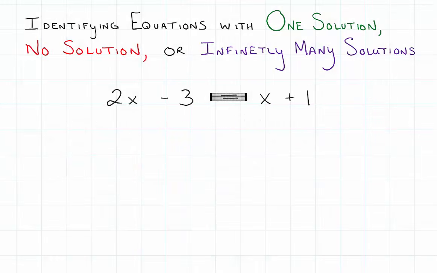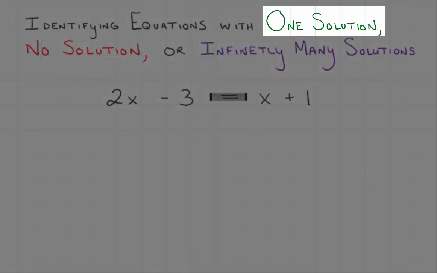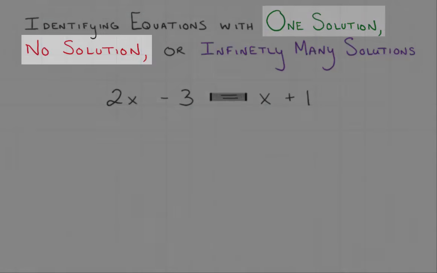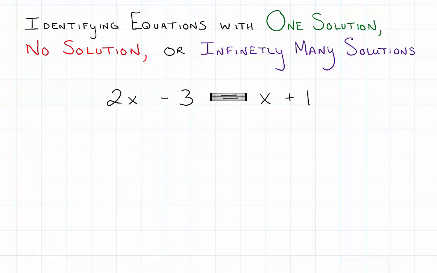Well, in this lesson, we're going to make sure that we understand what an equation with one solution actually looks like, what an equation with no solution looks like, or what an equation that has an infinite amount of solutions, meaning any number would work for the equation, looks like. So here's our first one. 2x minus 3 is equal to x plus 1.